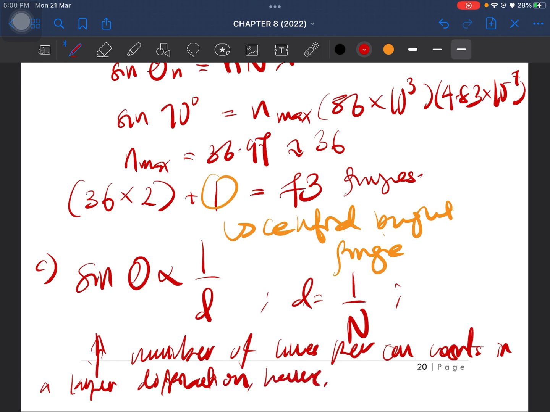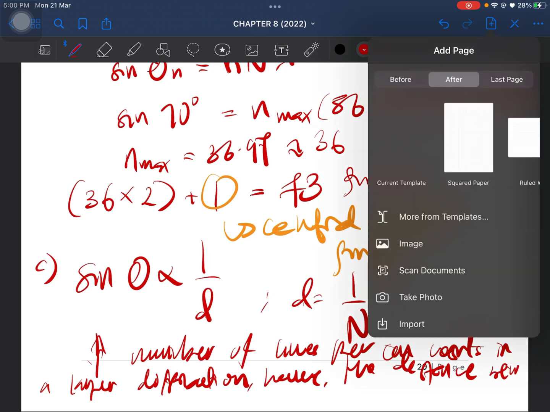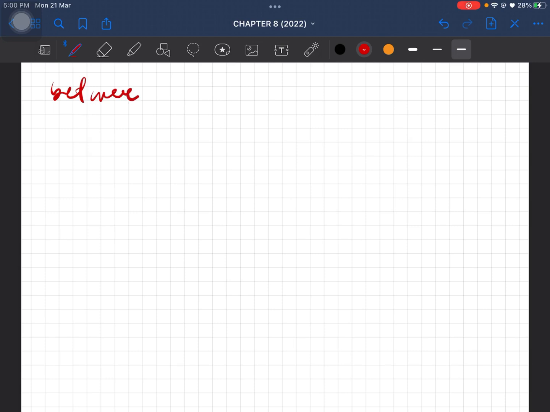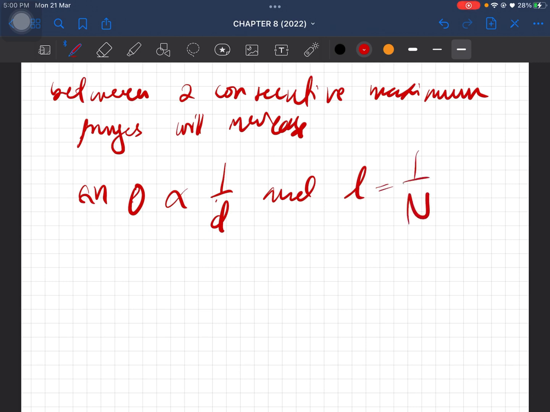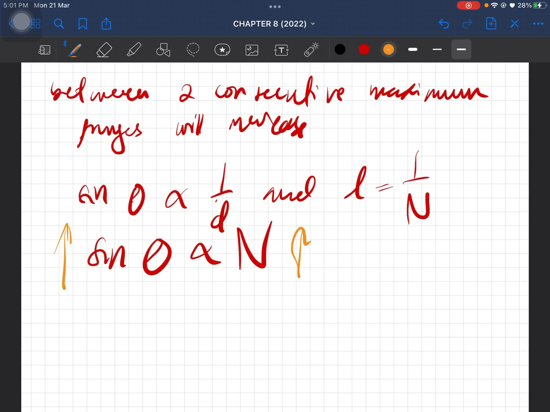Hence, the distance between two consecutive maximum fringes will increase. Okay, so basically sine theta is inversely proportional to the slit separation, and we know that slit separation is equal to 1 over n. Okay, so from here we know that sine theta is directly proportional to the number of lines. Okay, so if this increase, the angle would also increase. Okay.